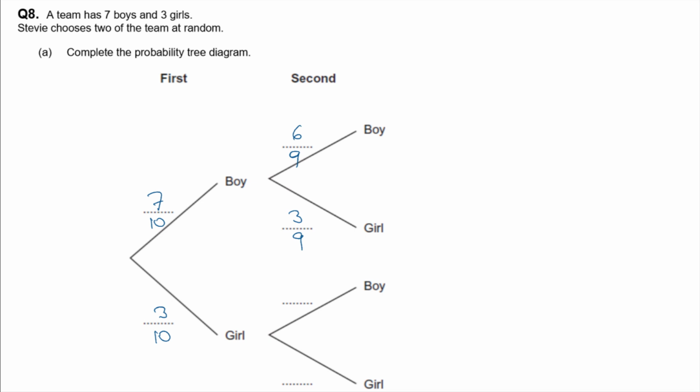Now going through the other route, if I picked a girl the first time, then I'll still have all 7 boys to pick from out of 9 students, but I'll have only 2 girls to pick from out of 9 students. Okay, so this is dependent probability. You can see the probabilities here are different from the probabilities down here. Okay, meaning you've got dependent probability. These probabilities are dependent on the outcome of the first selection.